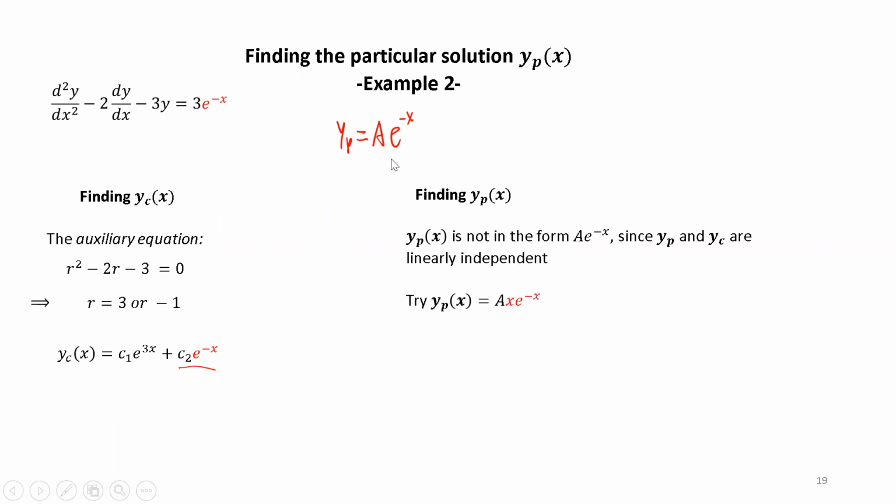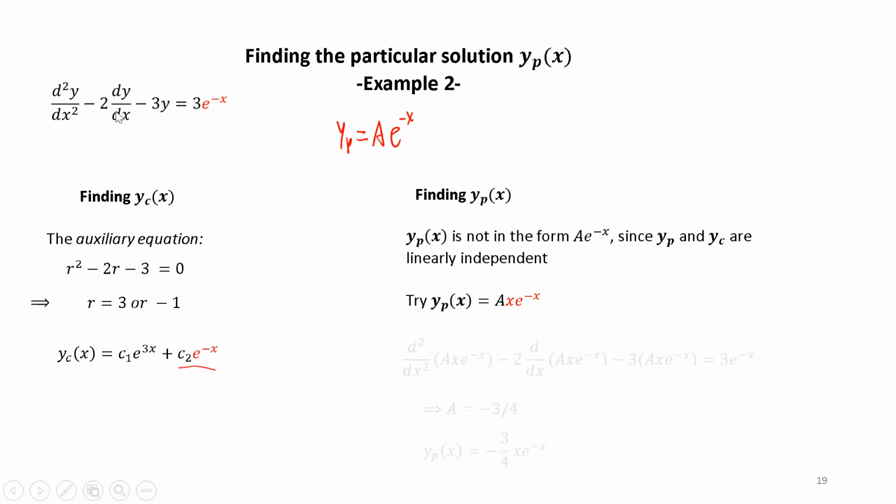So then the strategy is that when you see that they are linearly dependent, then use the same old trick. You try to multiply your yp by a factor x, so that this yp is no longer linearly dependent with the yc. So x e to the x is not linearly dependent with this e to the x. Okay. So then with this, you are ready to try. So you try this yp in this form.